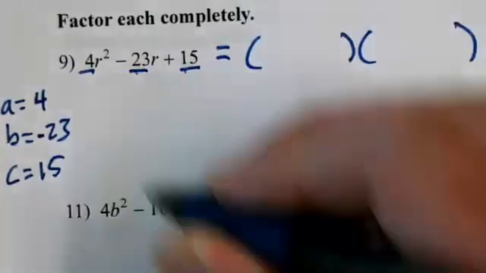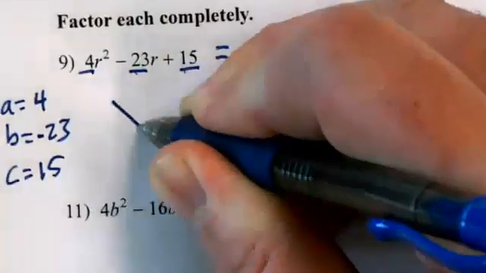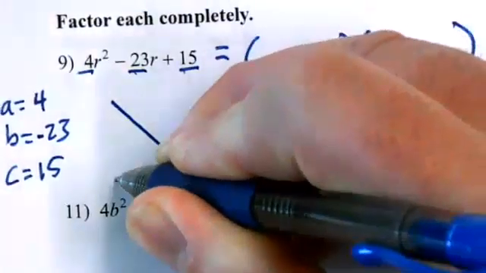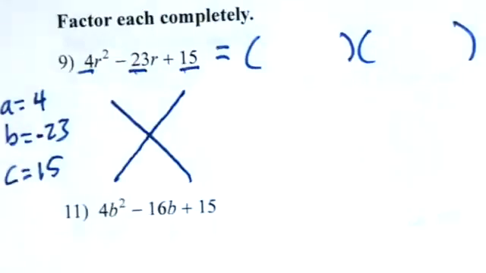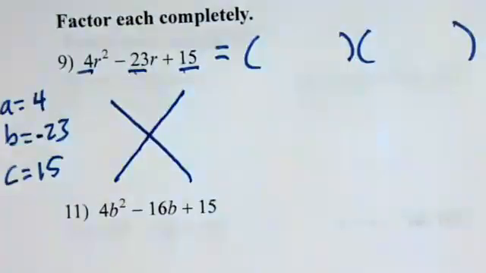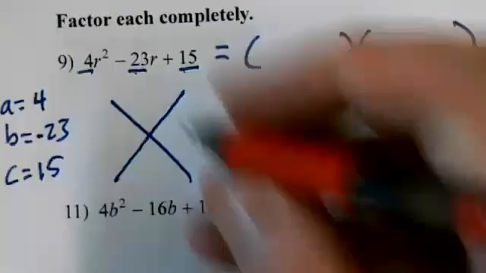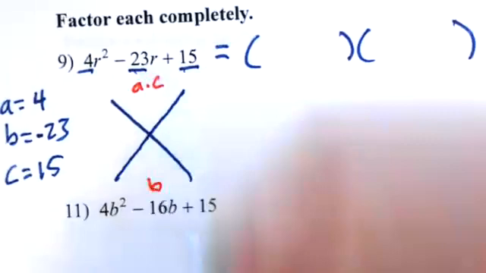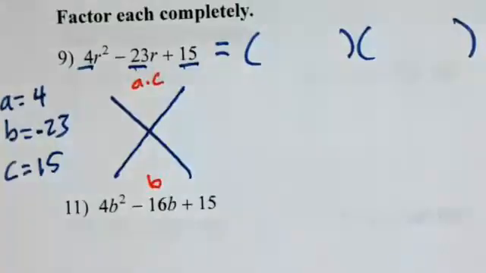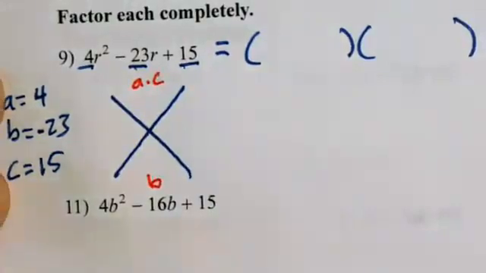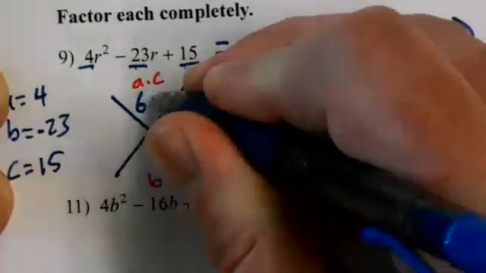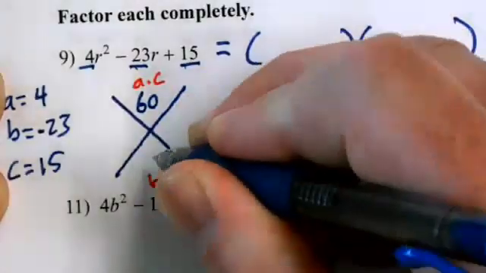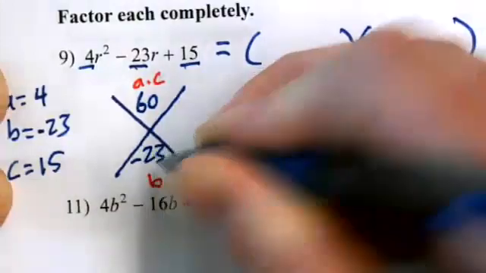All right, from here, we are going to build a diamond problem. And this is why I had you practice your diamond problems on your homework last time. And the way this diamond problem works is in the top, you're going to have A times C. In the bottom, you're going to have B. So for our problem, what is A times C? Does anybody know what 4 times 15 is? 60. And on the bottom, you're going to have B, which is negative 23.